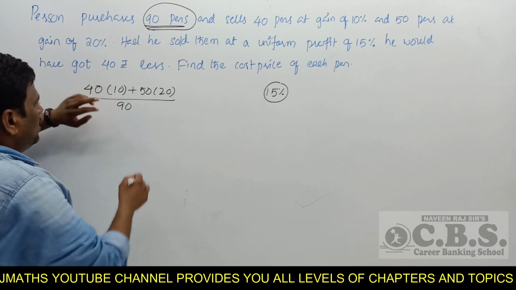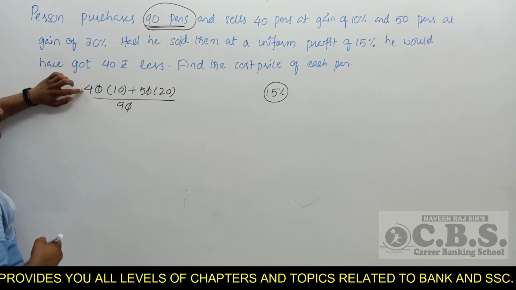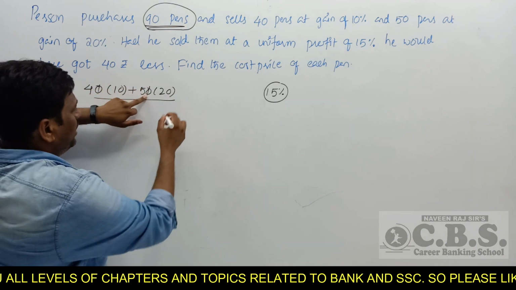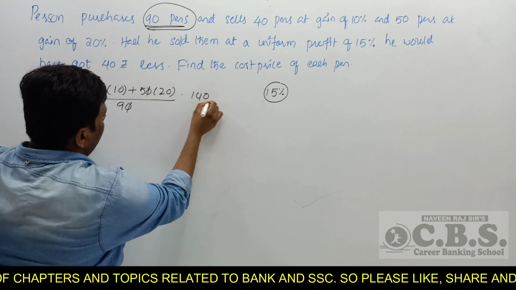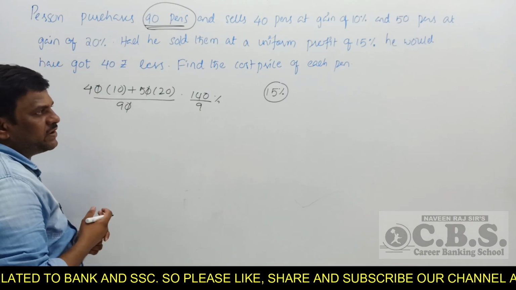4 into 10, you can cross off all the 10s. 4 into 10 is 40 and 100. What is it? It is 140 by 9 percentage. You can find the difference of these values.